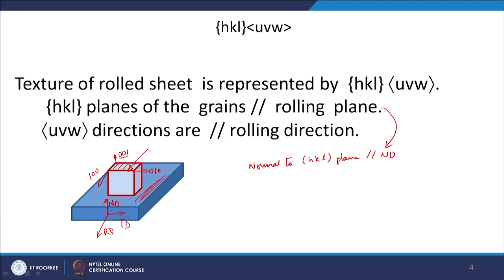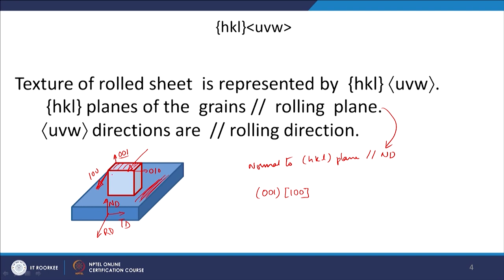So we can see that the 001 plane is parallel to the rolling plane, and the UVW direction is parallel to the rolling direction. We can see that 100 is the direction which is parallel to RD. So for this particular orientation, I would say that my grain orientation is 001 and 100. This is the grain orientation for this particular unit cell.